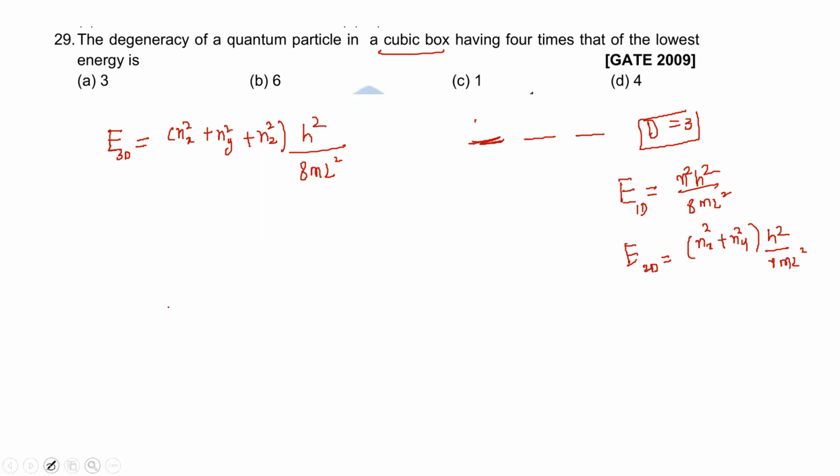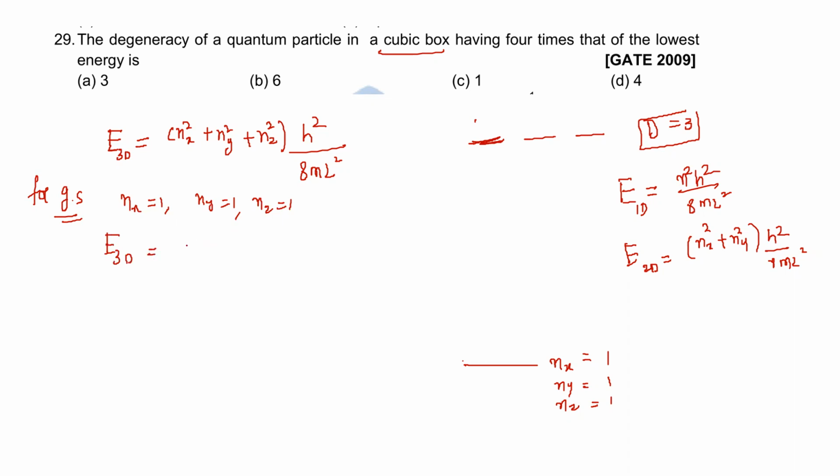So we know for the 3D box, the lowest possible combination of n_x, n_y, and n_z, the combination which will give us the lowest energy, is 1, 1, 1. That means for the ground state, the combination of n_x, n_y, n_z is 1, 1, 1. If you put 1, 1, 1 in place of n_x, n_y, n_z, you get the lowest energy. So the energy of the ground state will be 3h² over 8mL².